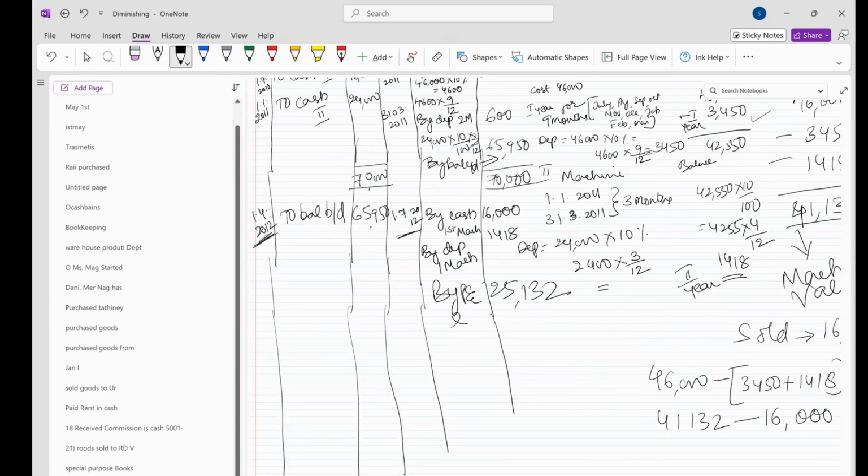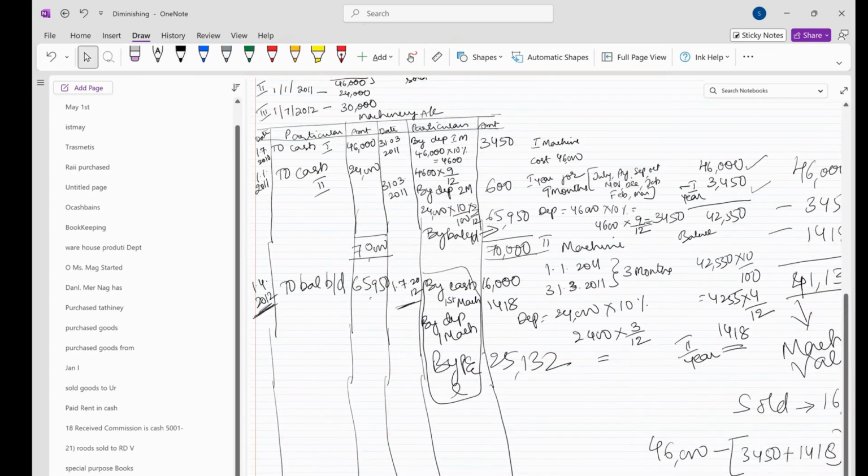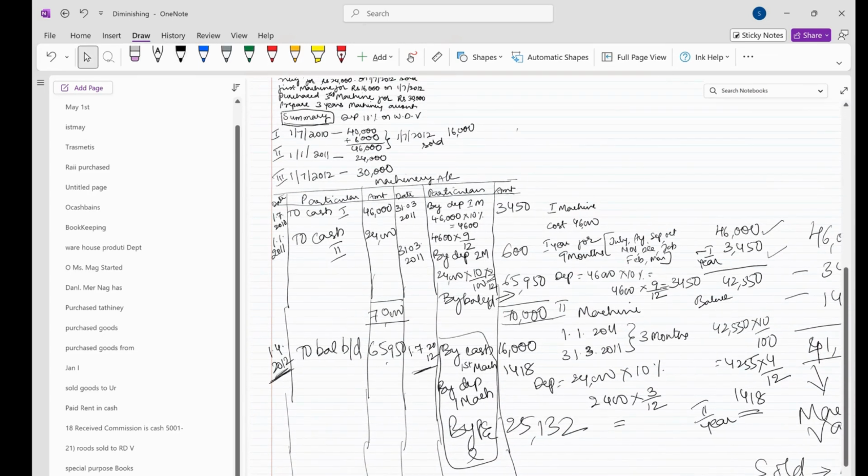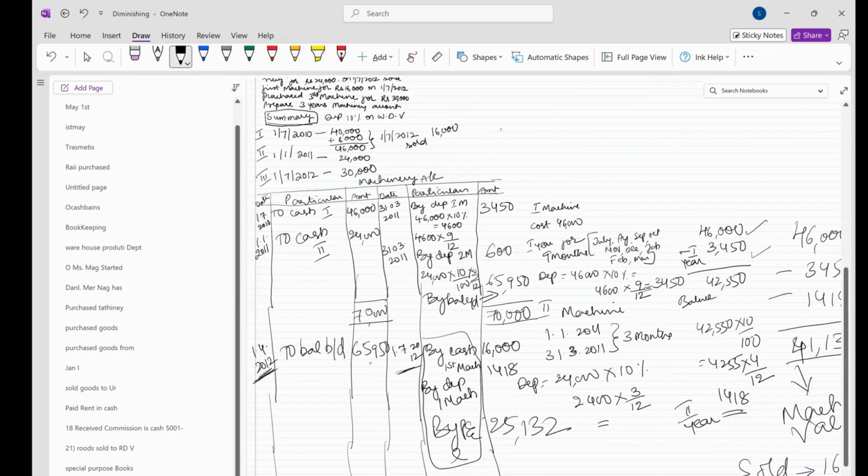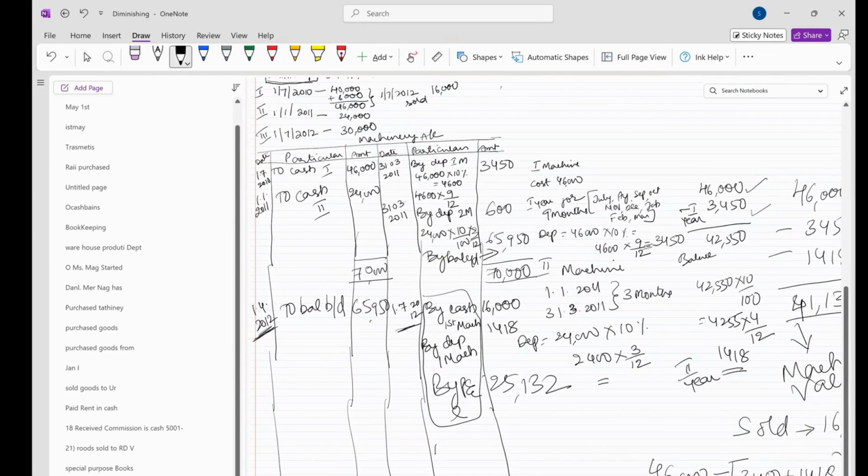Now this is all about your first machinery. Okay. Now you have a second machinery also. What is the second machinery? 24,000. And what is the depreciation you provided for the first year? 600. Okay. Now you have to calculate depreciation for the second machinery also.